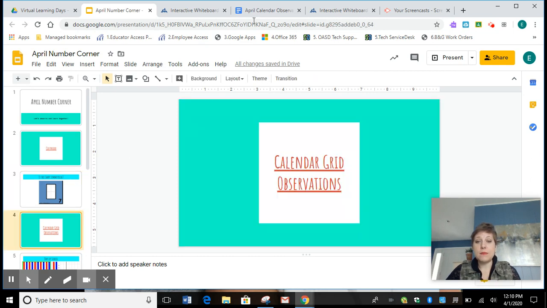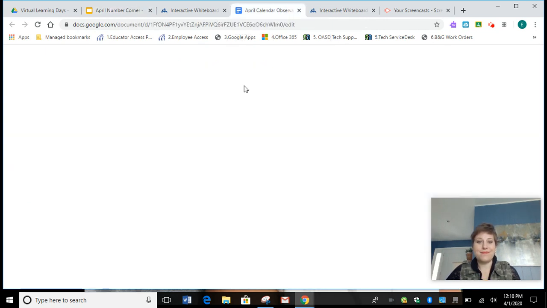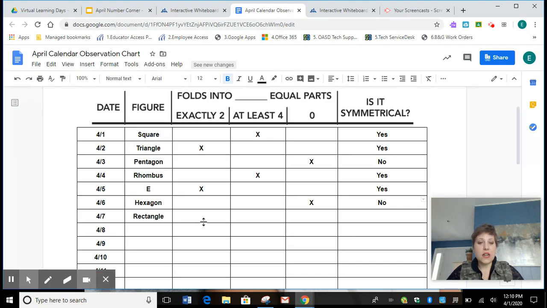We are ready to update our calendar collection grid. Now, I already got it started a bit from over the weekend. So again, on Saturday, we saw that rhombus. I could split it into 4 pieces. So yes, it had symmetry. On Sunday, we saw that letter E. It could only be split into 2 pieces. It could get split right down the middle or horizontally, but it still had symmetry. On Monday, we saw that hexagon, but that hexagon did not have any symmetry. I couldn't fold it any way to make it match.